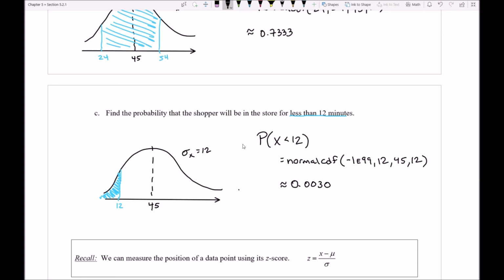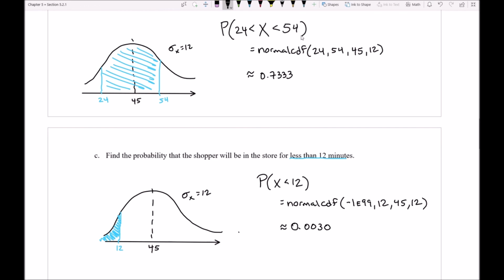So notice here on every single one of these questions, I'm including 3 important things: the probability notation, what I'm typing into the calculator, and the final answer. The picture is technically optional. I'm never going to grade you on your picture, but the picture is the best way to help organize your thought process. And so as always, I'll encourage you to include it.